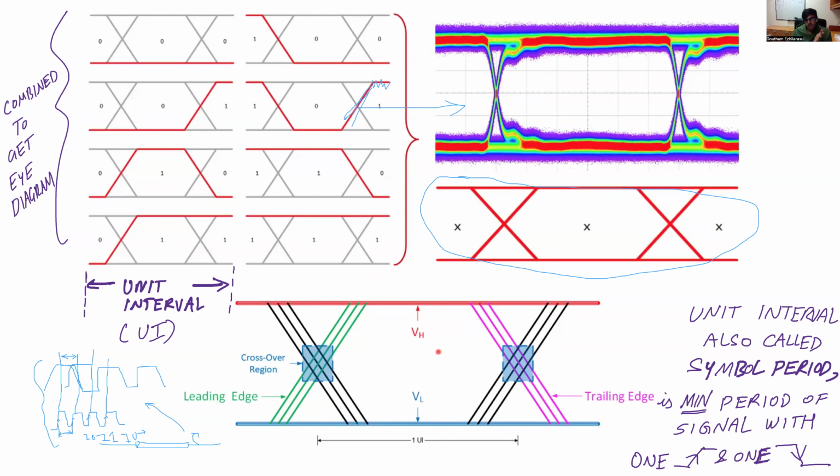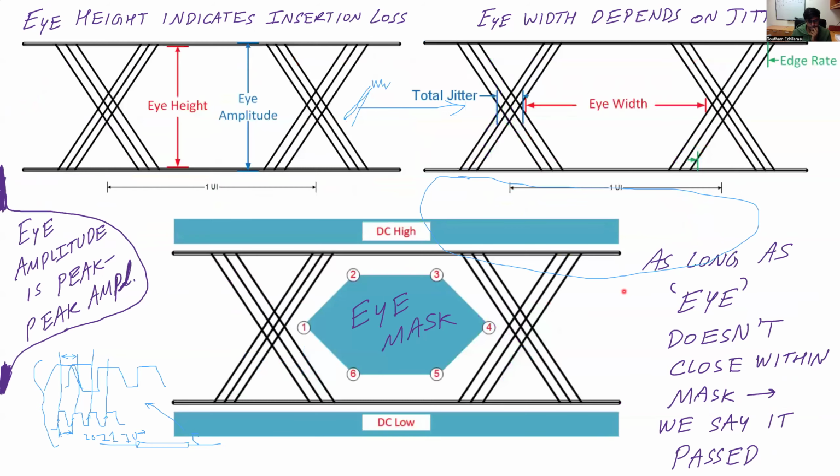So now that we have this eye diagram, we can define certain characteristics of this eye diagram.